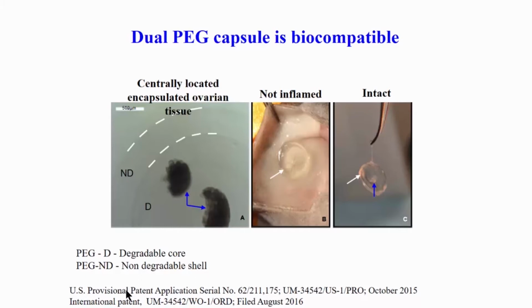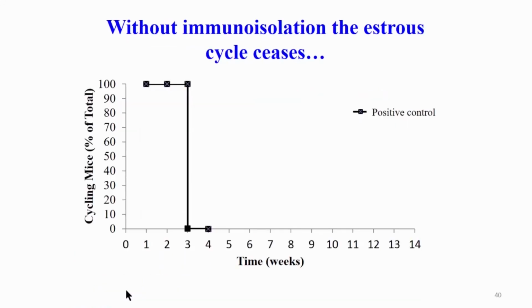So you see the ovarian tissue is white, which means it's not vascularized, and it's easily taken out, it's not surrounded by the cells. So we wanted to test it in an allogeneic mouse model. We took Balb ovarian tissue, encapsulated it in this device, and then implanted it in C57 black mice. We looked at cyclicity, which is the easiest thing to do.